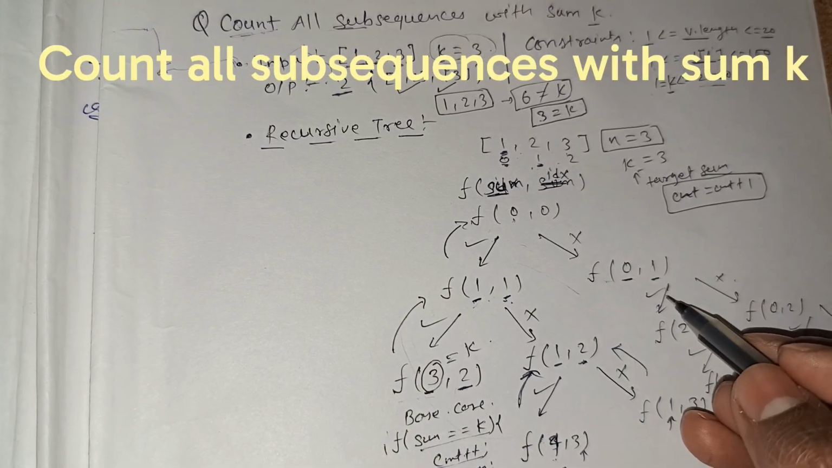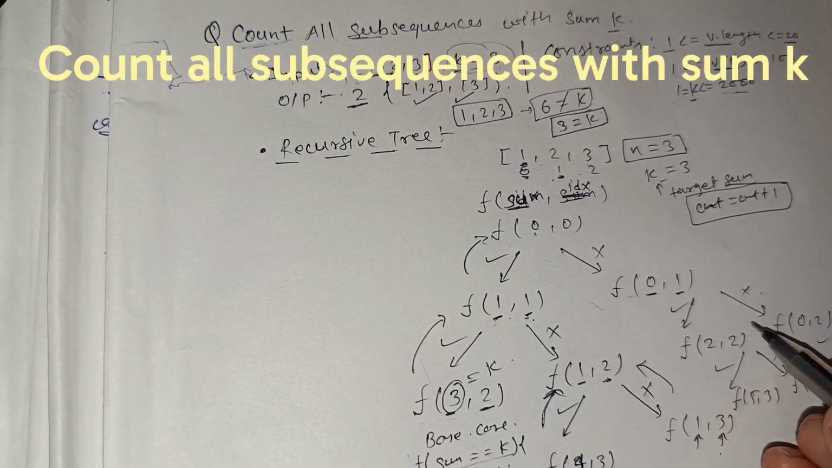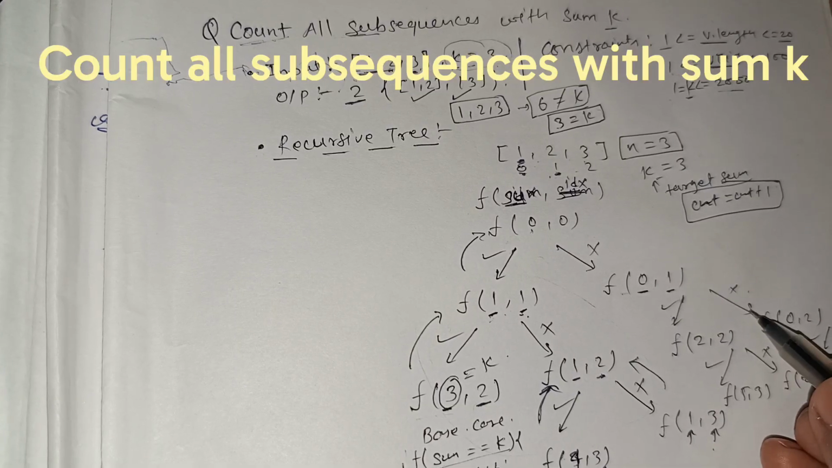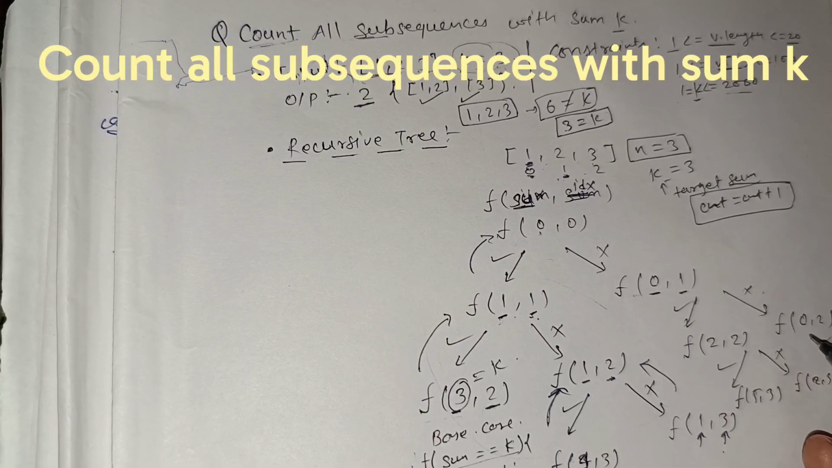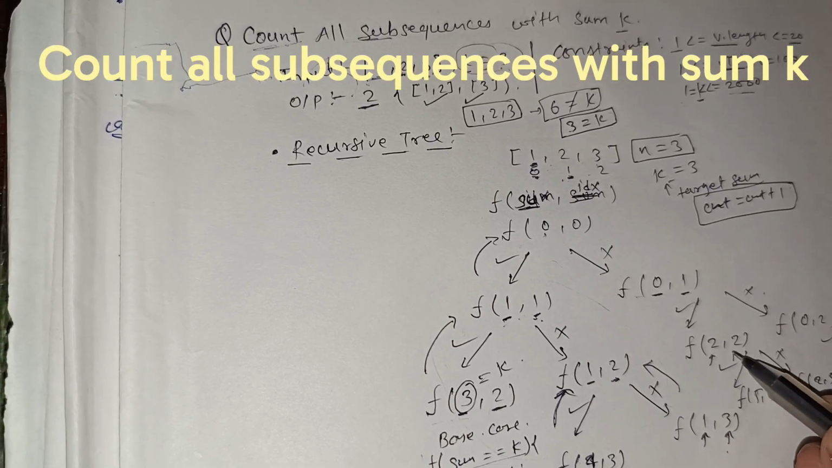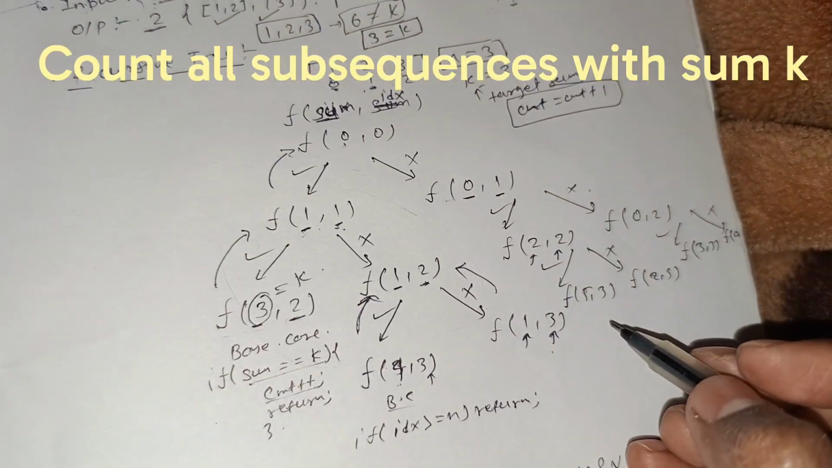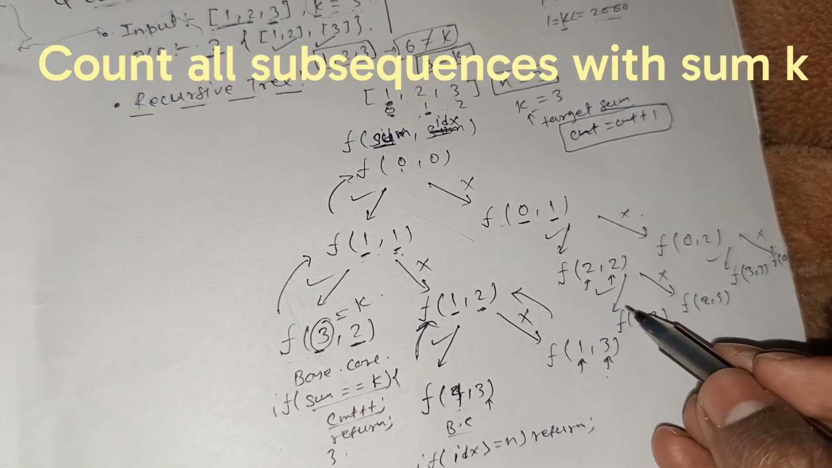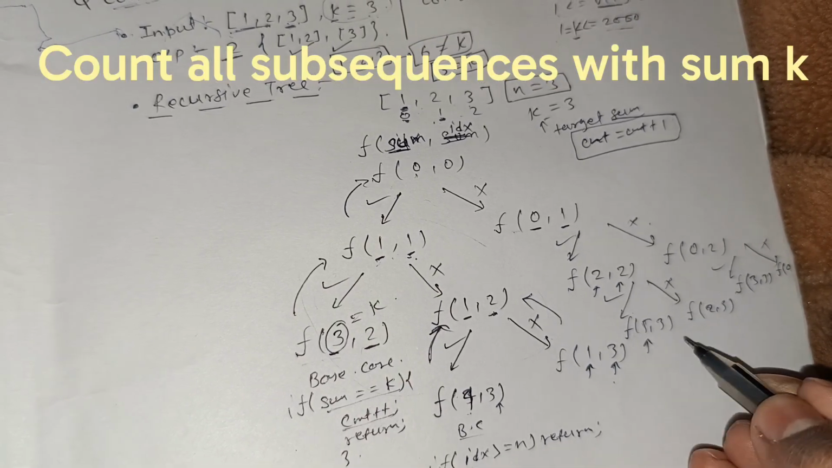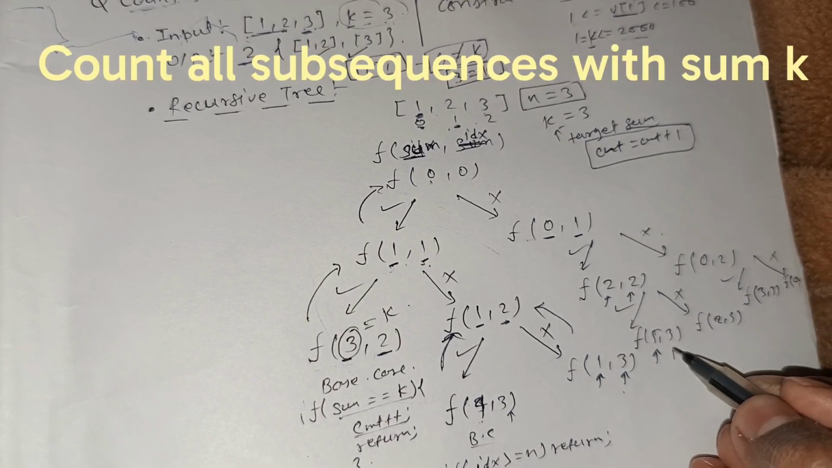Similarly, the element at index 1 will be taken, and in the other branch it will not be taken. If we take, the sum will be 2 and the index plus 2. Similarly, if we take or not take the element at the index, the sum will be 5 and the index incremented to 3.